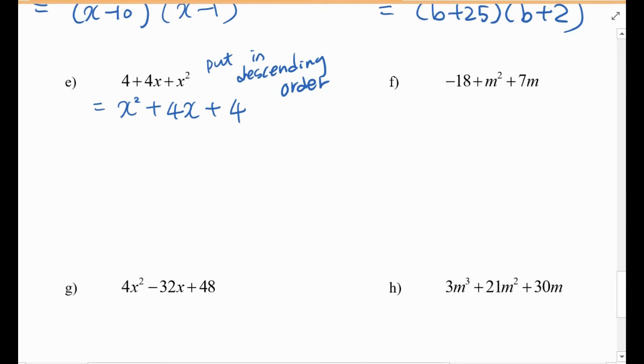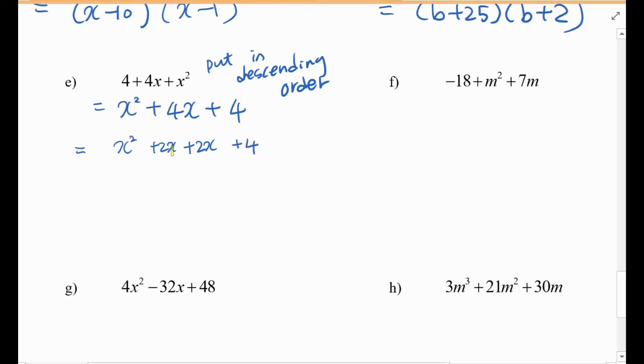Okay, let's move on to the next question. So I have x squared plus 4x plus 4. You have to put it in descending order. And we have to find two numbers that multiply to 4. What is it? 2 and 2. So we can use positive 2 and positive 2 or negative 2 and negative 2. But to make positive 4 and positive 4x, it's positive 2x, positive 2x.